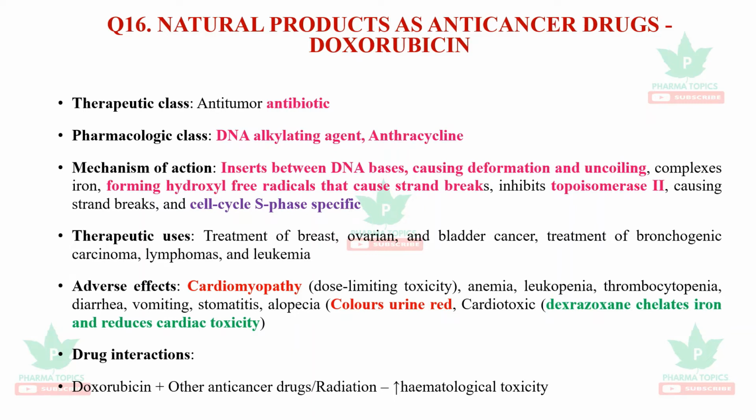It is used in treatment of breast, ovarian and bladder cancer, and treatment of lymphomas and leukemia. The prominent adverse effect is cardiomyopathy, that is dose related, and it causes anemia, leukopenia and thrombocytopenia. You may remember ruby. Ruby is red, so it causes reddish coloration of urine. And the cardiotoxicity can be reduced by using an antidote called dexrazoxane. With other anti-cancer drugs and radiation, it increases the hematological toxicity.